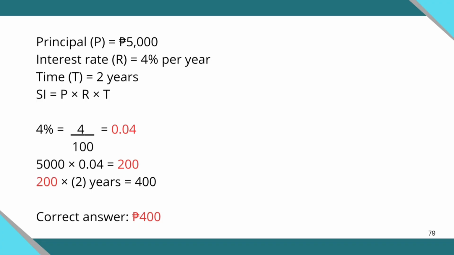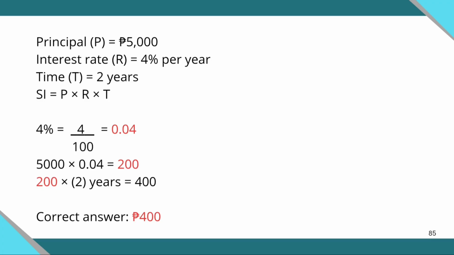times T. The interest rate 4% is written as a decimal for calculation. To convert a percentage to a decimal, we divide by 100. 4 over 100 is equal to 0.04. Next, we calculate the yearly interest, which is the principal amount 5,000 pesos times 0.04 is equal to 200. This means Juan owes 200 pesos per year in interest.